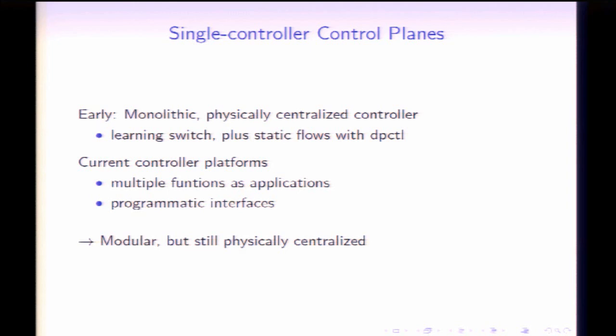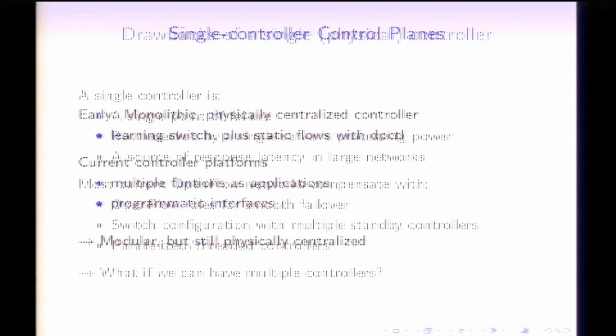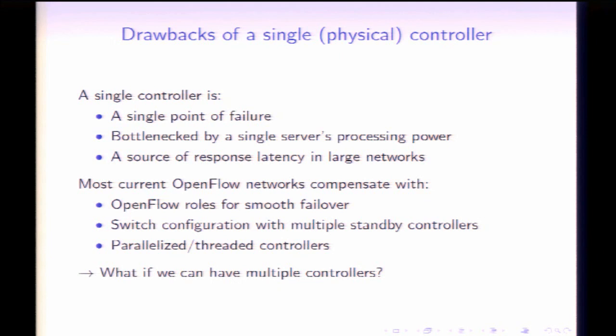But still, most of them are physically centralized for the most part. That largely comes from the fact that it's just easier to implement them and to push out implementations quickly. So of course, only having one single thing controlling a whole network has its drawbacks. A single controller can easily become a bottleneck or a point of failure. So if this one server goes down, the whole network might be out there just without a control plane.